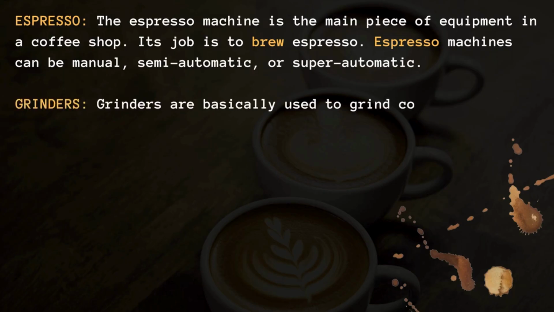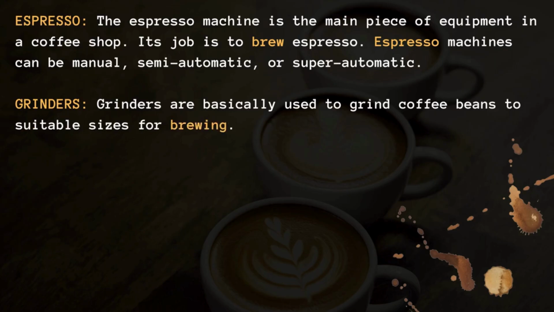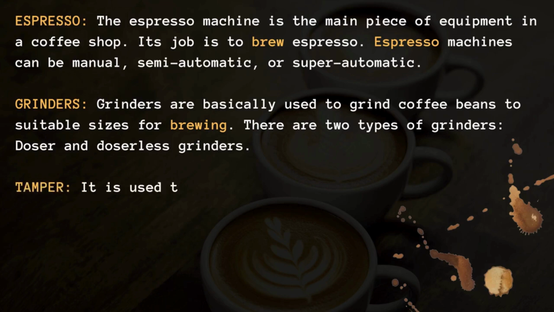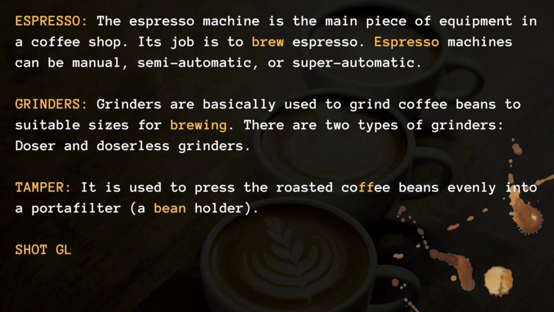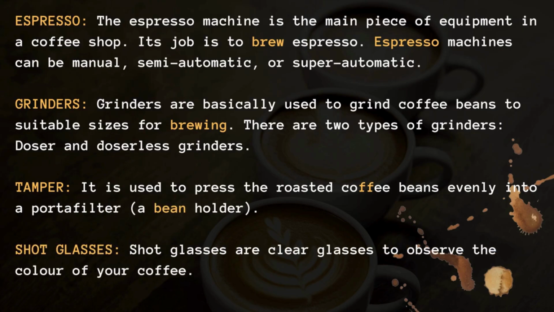Grinders. Grinders are basically used to grind coffee beans to suitable sizes for brewing. There are 2 types of grinders: doser and doserless grinders. Tamper. It is used to press the ground coffee evenly into a portafilter. Shot glasses. Shot glasses are clear glasses to observe the color of your coffee.